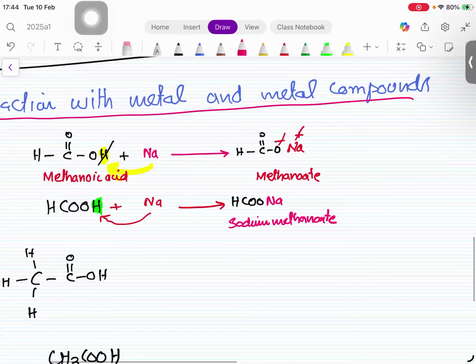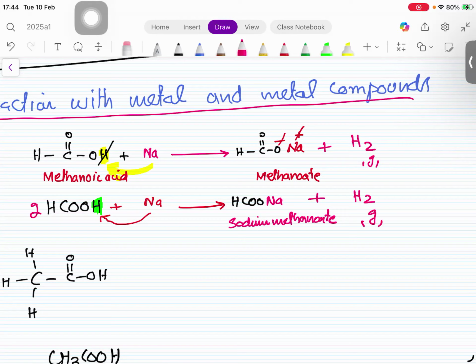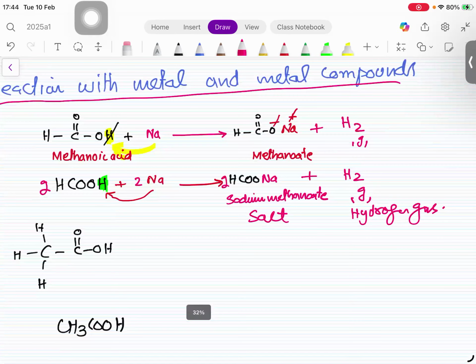And the hydrogen that has been lost is lost in the form of hydrogen gas, H2, not H alone. So this is H2, and then we can balance it by multiplying by 2 here, 2 and 2 here. So when methanoic acid reacts with sodium metal, we get sodium methanoate, which is a salt. And what is the other product? Hydrogen gas. So this is what I was trying to say, that acids react with a metal to form a salt, and the salt name is sodium methanoate. So please write it.